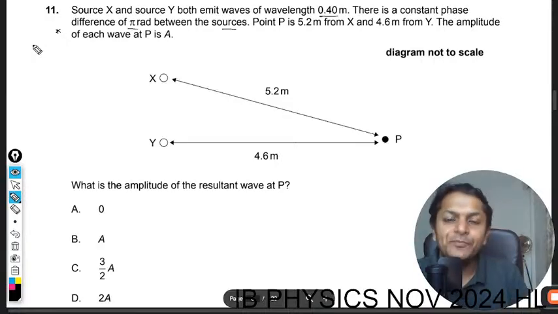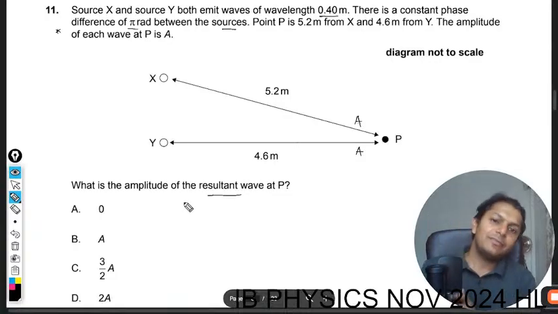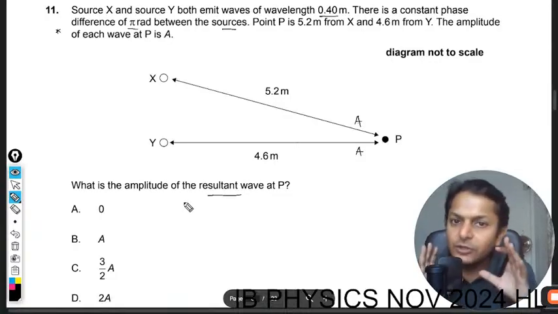Be very careful. The point P is 5.2 meters from X and 4.6 meters from Y. The amplitude of each wave is A when it reaches P. So the amplitude here is A and A. What is the amplitude of the resultant wave at P? Okay, dear students, so listen to me.